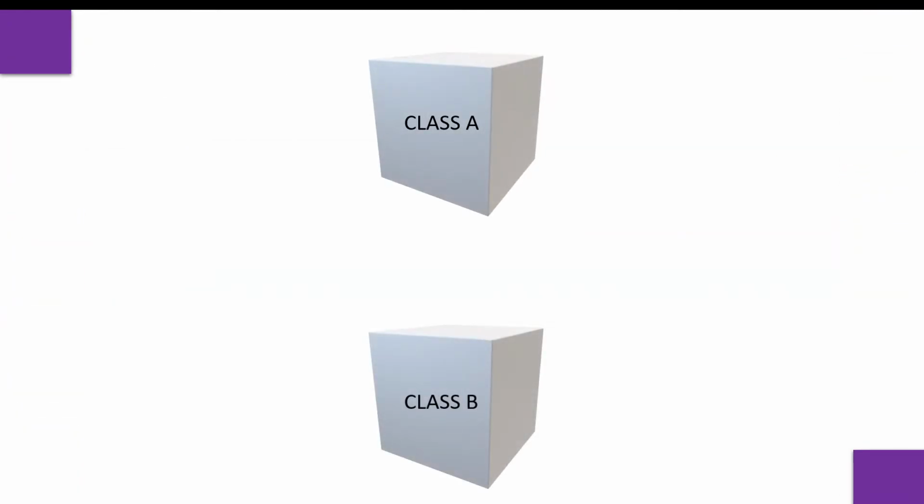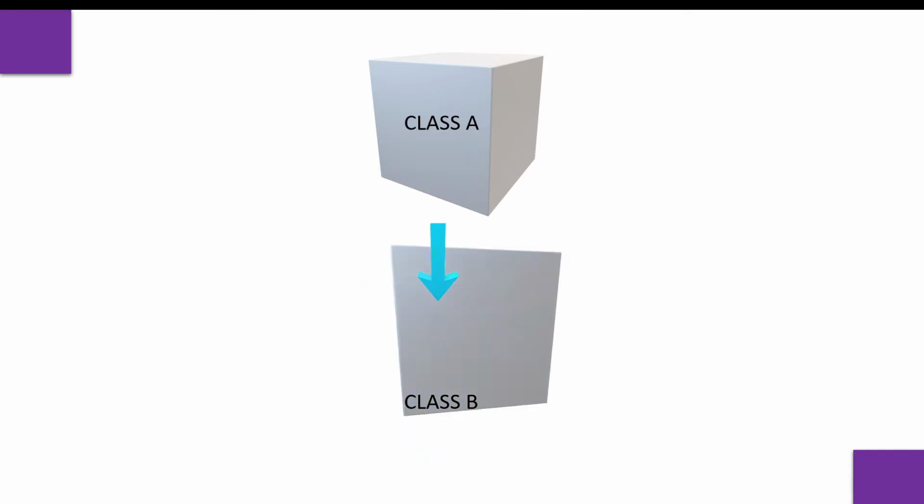So let's say I have a class called A and I have class B. If class A gives all its properties, behaviors and methods to class B, or let's say vice versa, if class B is taking all the attributes, behaviors and methods from class A, then in that case class A becomes my parent class and class B becomes my child class.